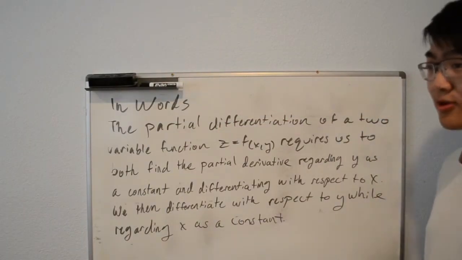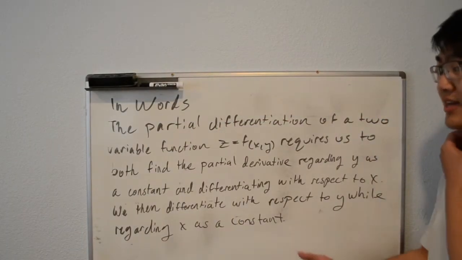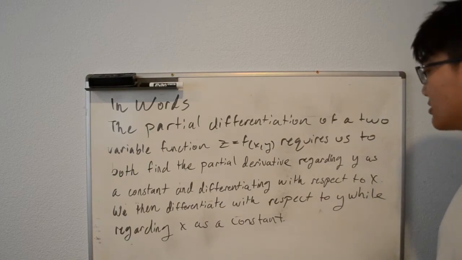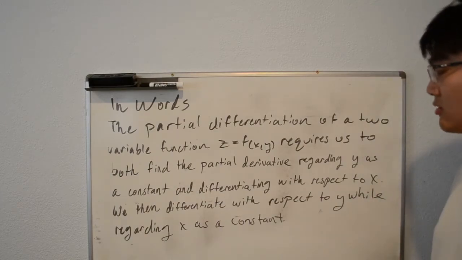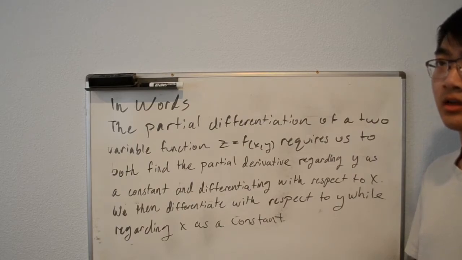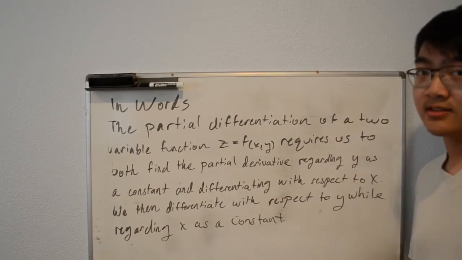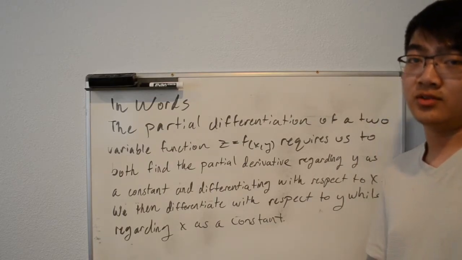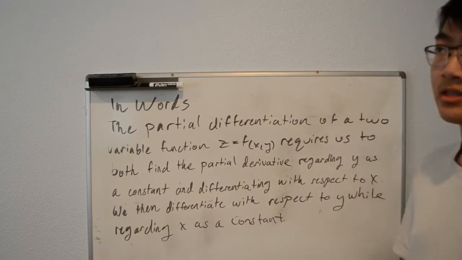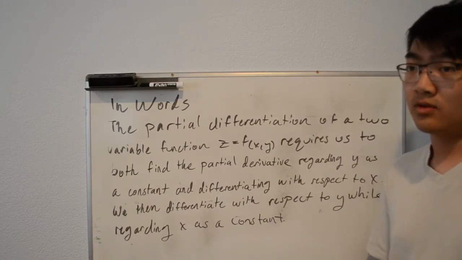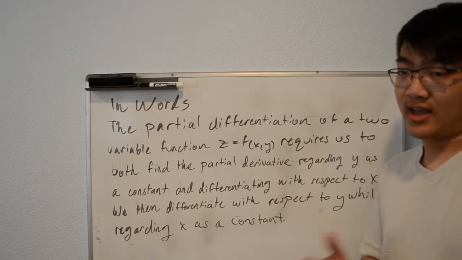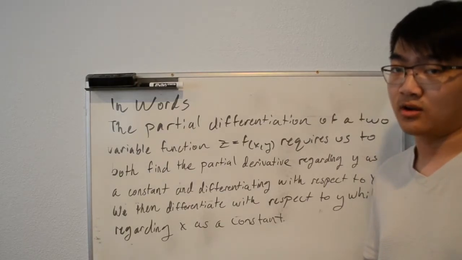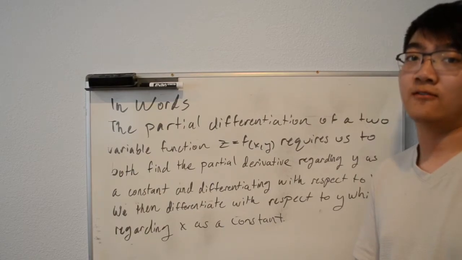So if you're taking the partial derivative with respect to either x or y, it requires a process. This process requires us to find the derivative regarding one of either x or y as a variable and the other as a constant. For example, let's say you're finding the partial derivative of x. In this case, you would find the derivative with regard to x, and then regard y as a constant, and vice versa if you're finding the partial derivative of y.